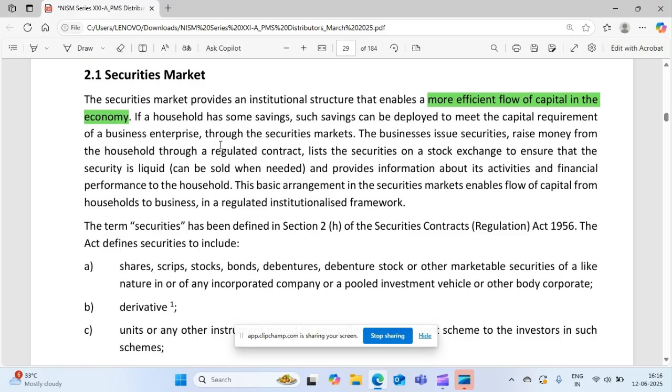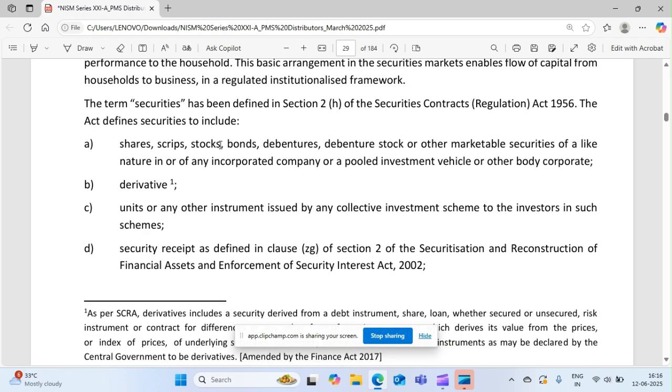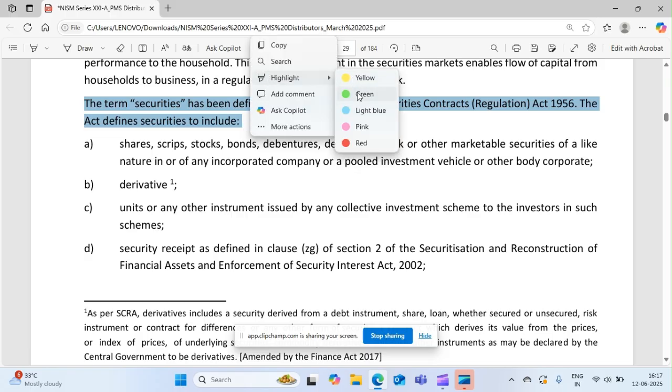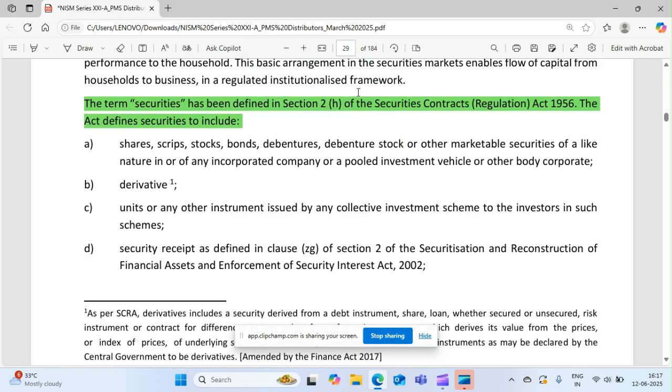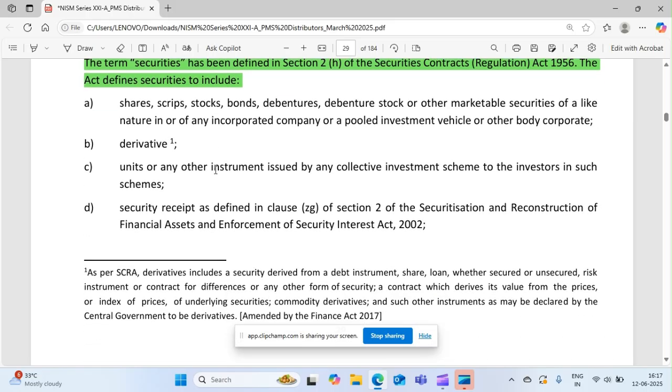But all that is fine. How do we give a very precise meaning to the word securities? That's very important. The word securities has been defined in the Securities Contract Regulation Act. You can use the word the way you want, but legally it is given as a definition. And it says that securities mean shares, scrips, stocks, bonds, debentures, and so many things. Derivatives are also securities. Collective investment vehicles like mutual fund, AIF, REIT, InvIT, they are all securities. Securities receipts are also securities.